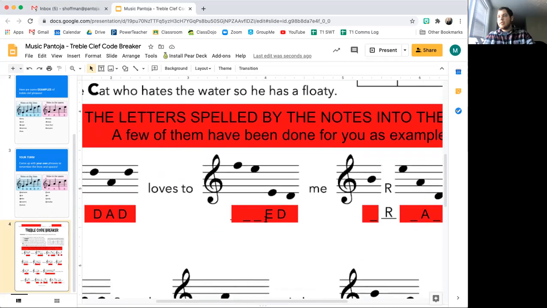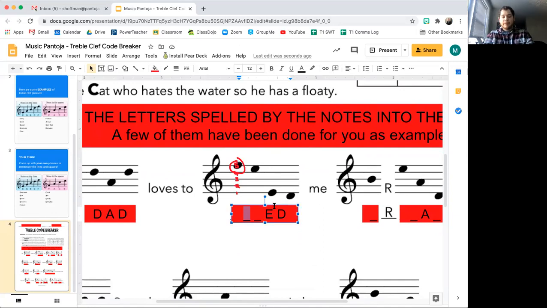Let's do this one right here. The first question I ask is, is it a line or a space? If you're saying it's a line note, I absolutely agree with you. Let's count up from the bottom: 1, 2, 3, 4, 5. So that's the fifth line note. Every good burger deserves fries. Fries is the fifth word, and F starts that word. So that fifth line note is F.